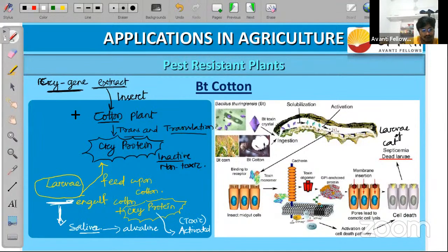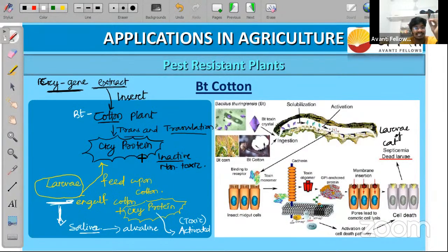This cotton plant is now a BT cotton plant. What is the name of this cotton plant now? BT cotton plant, because the BT gene or cry gene is present in this cotton plant. The larva is feeding upon the cotton plant now. It is swallowing or engulfing the cotton plant's leaves.